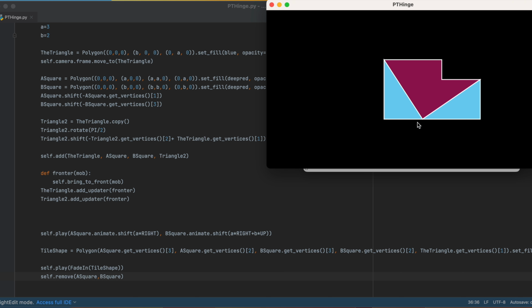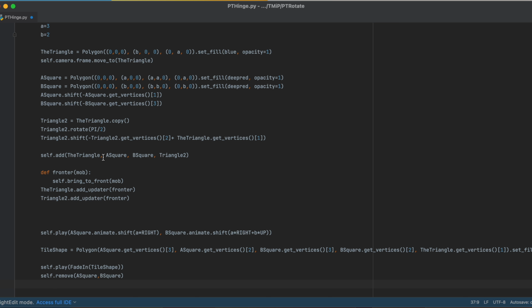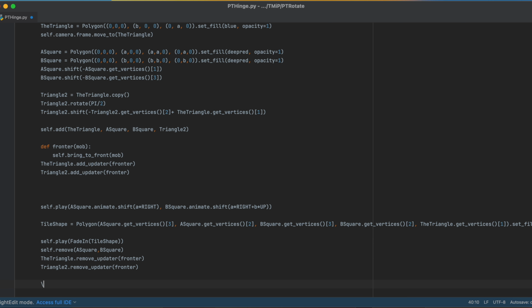And what I should be able to do now is rotate this blue triangle 270 degrees, so 3 pi over 2 that way, and rotate this blue triangle 270 degrees, 3 pi over 2 that way, and there should be nothing behind them anymore. That's sort of the magic of removing things in the background. You can't see it. Before I do that, I have added these fronter updaters. I'm going to remove those now because now those things are in front. Okay, and so now for the big reveal, self.play, I want to take the triangle, which is the original.